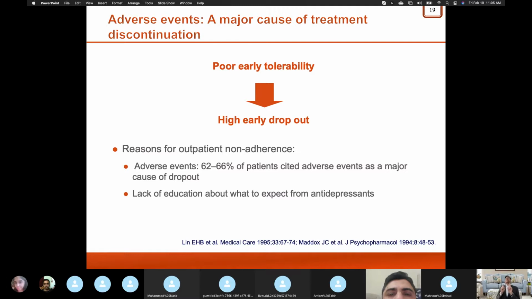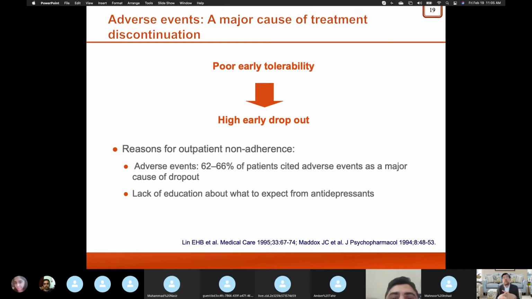66%. So every second patient will leave the medication because he develops a side effect. Gaining weight, having insomnia, developing agitation, developing sexual side effects, which are the common side effects of antidepressants. So they leave the drug. So if a patient develops a side effect, make sure that you address it properly.